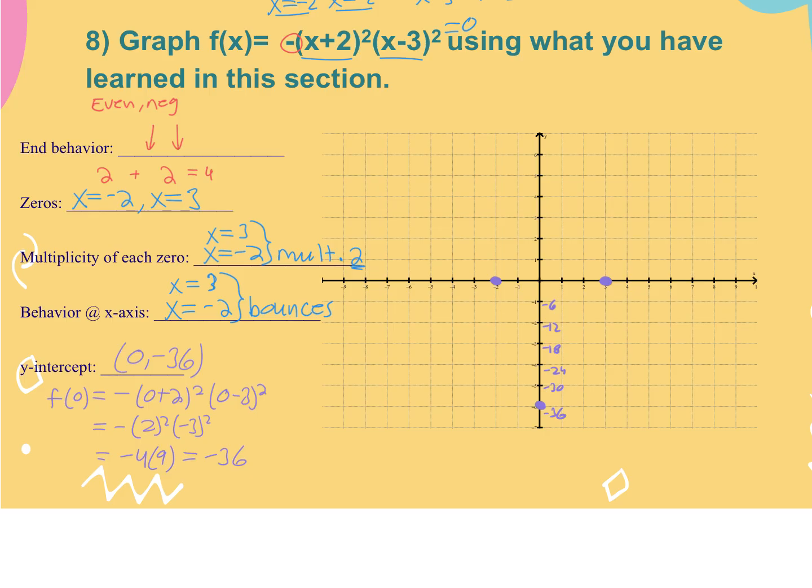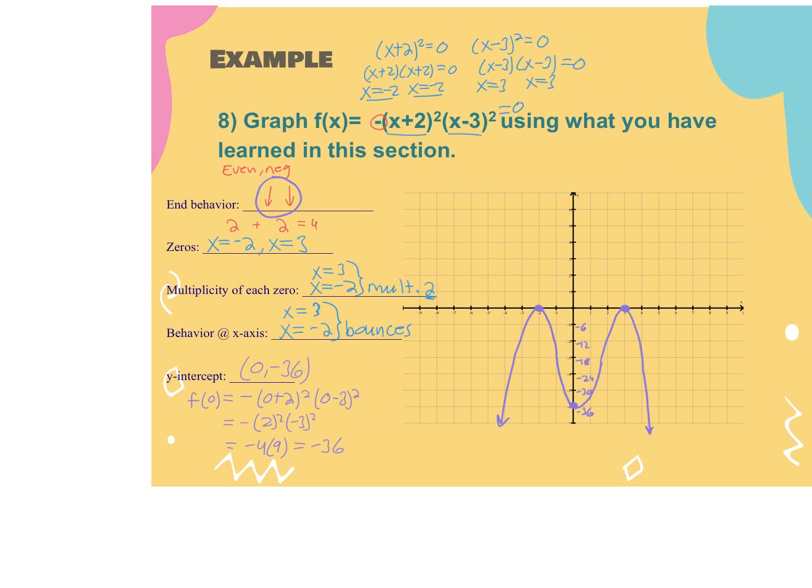So I know at the very left it has to go down, and at the very right it also has to go down since they're both going down in each direction, right, based on our end behavior. All right, and then I also know because of the multiplicity of 2 that they're going to touch and turn. So I know it should look something like that. And then once I go back up, I know that I'm not going to cross that 3, I'm going to touch and turn, and it should look something like that as your final answer.